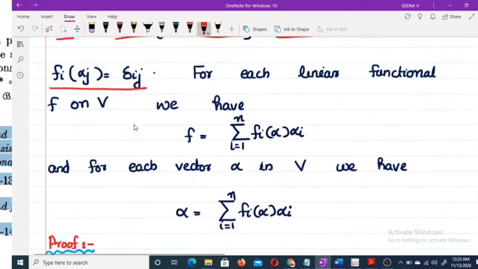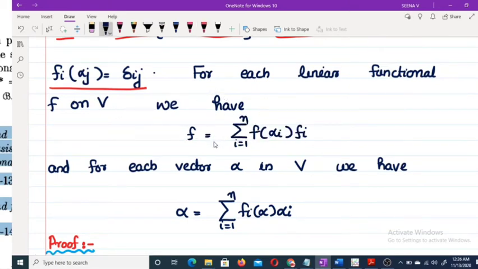Now all these things are very easy. For each linear functional f on V, we have f equal to the sum from i equal to 1 to n of f of alpha i into fi. You have to remember this definition. And for each vector alpha in V, we have alpha equal to the sum from i equal to 1 to n of fi of alpha into alpha i. So you have to remember this.